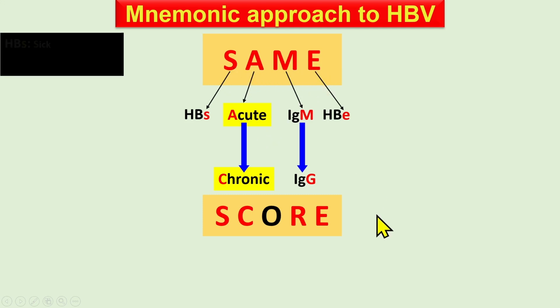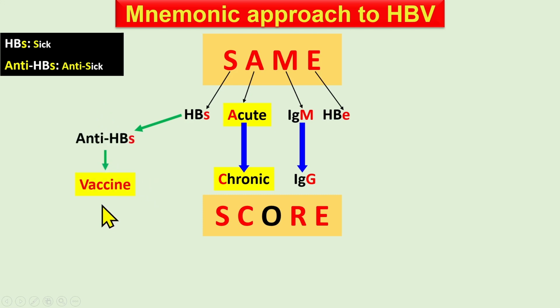So you know better, HBsAg represents sick. So if anti-HBs is present, it means the patient is not sick. It means he is immune, or you can say that he is vaccinated. So if only anti-HBs is positive, it means the patient is vaccinated.